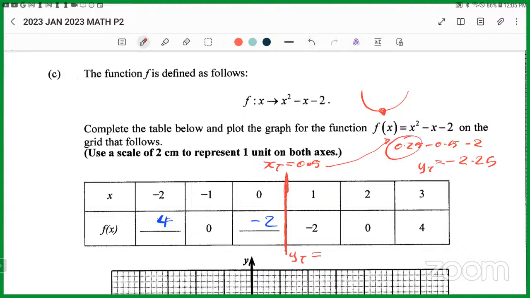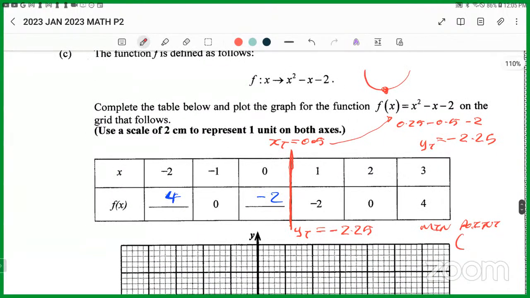Because 0.25 minus 0.5 is negative 0.25, and I'm subtracting this 2 again, so the result is negative 2.25. So my minimum point is xt, yt, which is 0.5, negative 2.25.